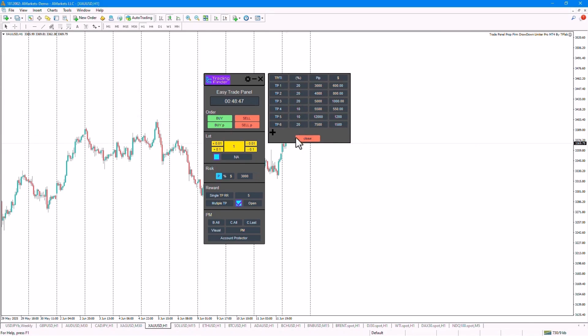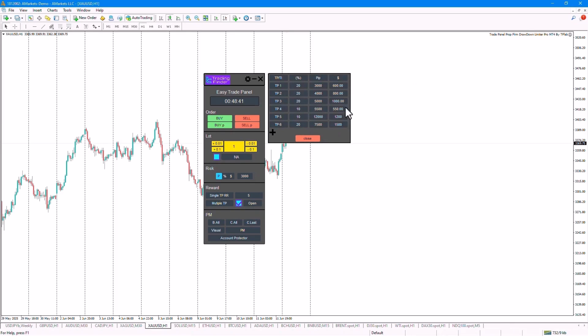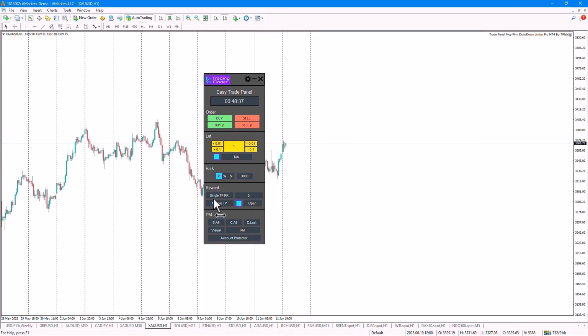By clicking on the Close option, the panel will close for us, and by clicking on the Open option, the panel will be displayed. Also, if we want to exit the multiple TP mode and switch to single TP mode, we can deactivate this option by clicking on this section again. And let's execute our trades using just one TP.